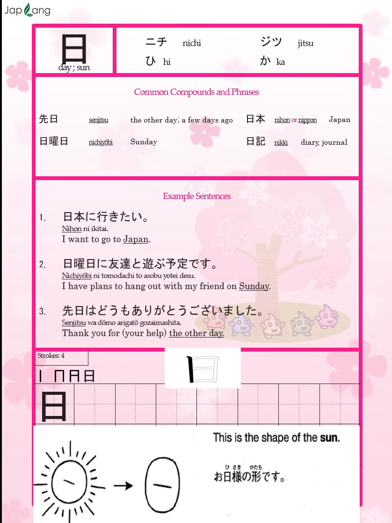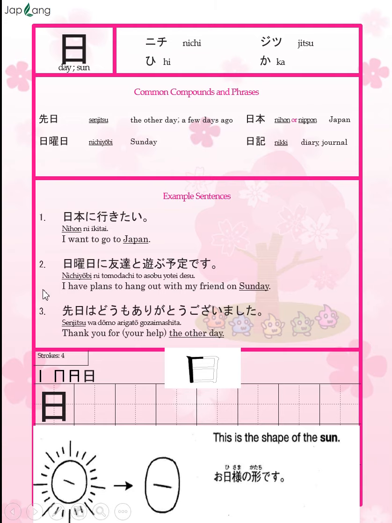All right, so the second kanji is hi. The Japanese reading is hi, and the Chinese reading is nichi or jitsu, like that. And you can see here the stroke order is 1, 2, 3 and 4. There are 4 strokes. I have also given the number of strokes here. You can relate this, so this is the shape of the sun, right? Now how the sun looks like this, right?